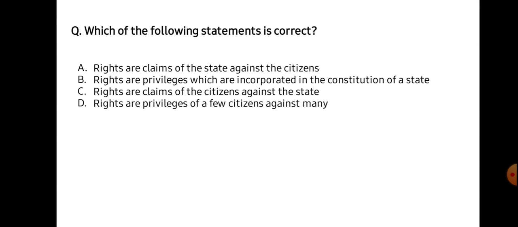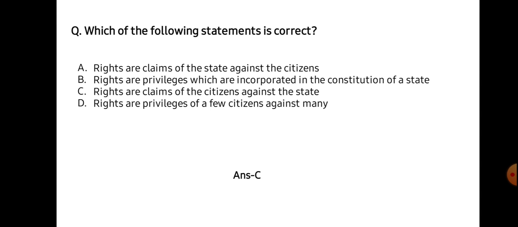Which of the following statements is correct? Rights are claimed by the state against the citizens. Rights are privileges which are incorporated in the constitution of a state. Rights are claims of the citizens against the state. Rights are privileges of a few citizens against money. So the correct option will be C. Rights are claims of the citizens against the state.